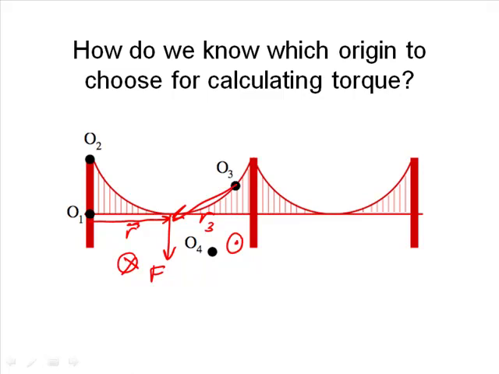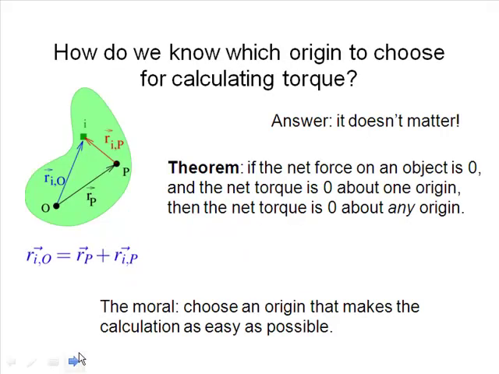So this is an important question, but maybe we can phrase it in a different way. This bridge is not rotating. Which origin is it not rotating around? And you're probably staring at me thinking that's a really strange question to ask. It's not rotating around any of the origins, which is absolutely correct. Which means, physically, the net torque around any one of these origins had better be zero. So I can use any one of these origins. Okay? That's the answer. How do we know which origin to use in calculating torque?